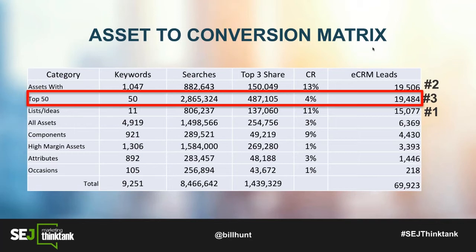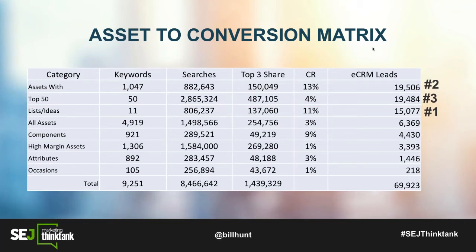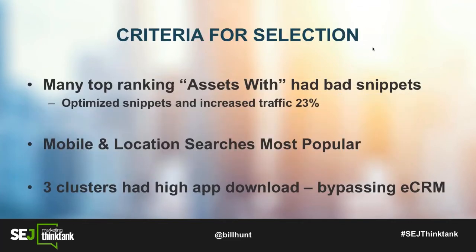If you go to the next slide, we had a couple criteria. The first thing we saw is many of these "with" queries, while we were ranking well, had bad snippets. People wanted this and this, and I'll show you an example of how we broke one of these down coming up. The second thing we found was that a lot of the queries were mobile and location based, which changed what we needed to present. And we also had 3 clusters that resulted in a high app download, which totally bypassed the ECRM system. And by bypassing that, we weren't going to get credit for it. So we skipped over those as well.